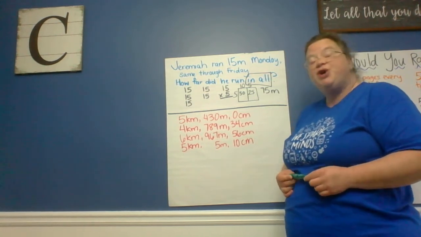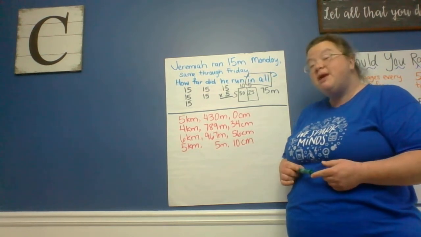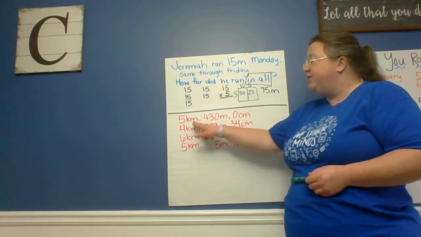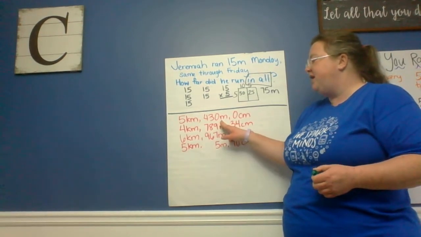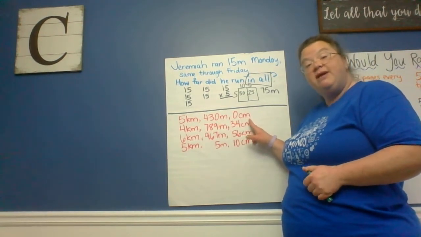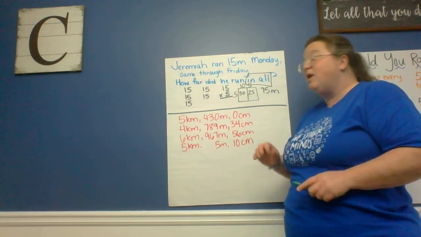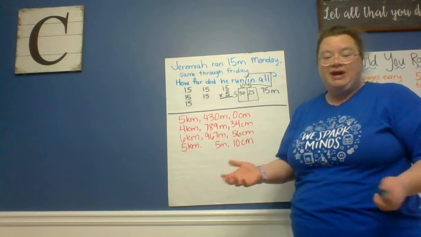And I'm going to show you the way I would do this. You could also use a number line. I was thinking about that. You could do a number line for your kilometers, a number line for your meters, and a number line for your centimeters. You might need to do some converting when you add those up. I think that would be a little tricky. So I'm going to show you how I would add this, and we're going to see what happens.